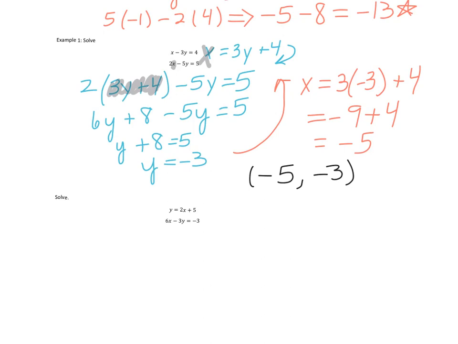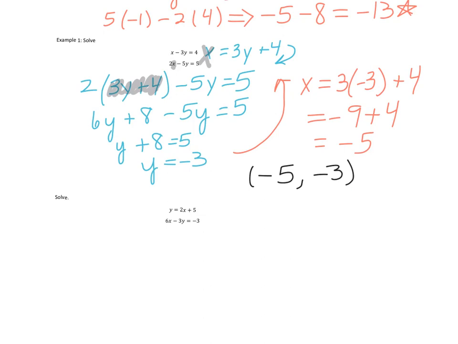So to solve it, we distribute our 2. We get rid of our parentheses first. We combine like terms. 6y minus 5y. 6 minus 5 is 1. And solve for y. And y equals negative 3. This is half a solution. We have an equation for x. Let's plug in the y equals negative 3. And solve for x. We get x equals negative 5. And here's our ordered pair.